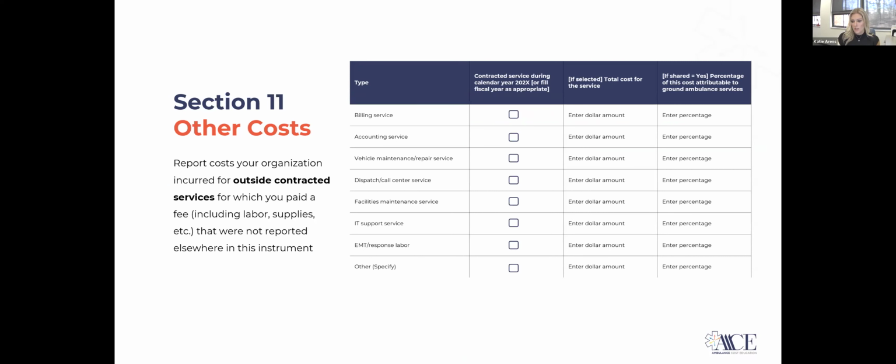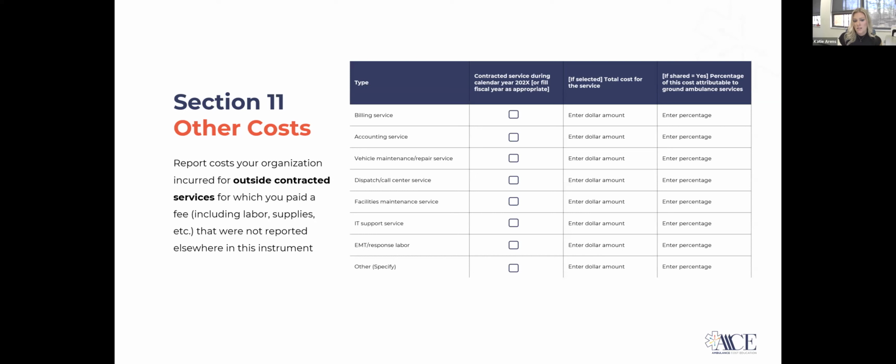So if we've not already reported it somewhere else in the instrument, then here's where you're going to want to make sure you're collecting the cost associated. So think back to when you looked at labor, you were looking at your W-2 employees, but here's where you're going to include any contracted labor or contracted services. So like a billing service, you contract out your billing operations. And so those employees were not previously reported under labor. This is where you're going to report the costs for the services that you're contracted with with billing, maybe an accounting service, maybe dispatch services are actually contracted. You're going to want to include that here.